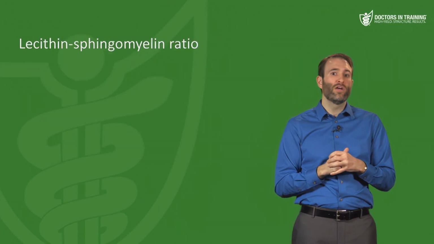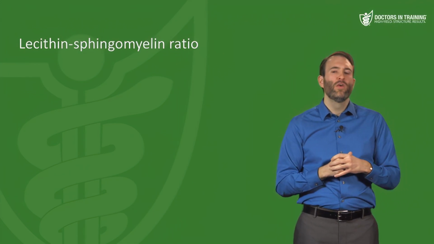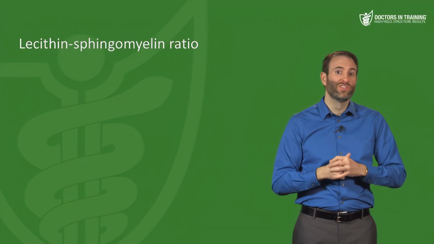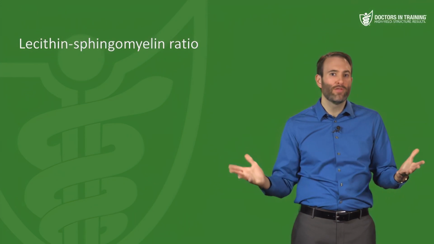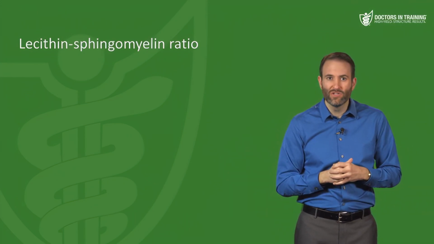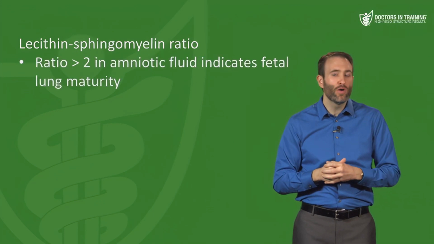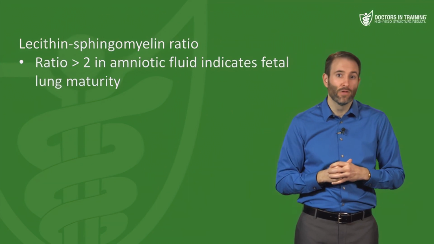Now, you should also be aware of the lecithin to sphingomyelin ratio. So this comes into play when we have premature labor or some other complication during pregnancy, which would result in the delivery of a premature infant. So we take a sample of amniotic fluid, and the ratio is used to determine the lung maturity of the premature fetus. So a ratio of greater than 2.0 in the amniotic fluid will indicate fetal lung maturity.